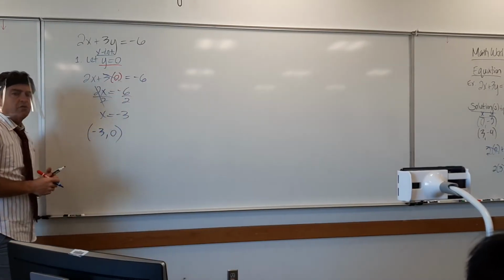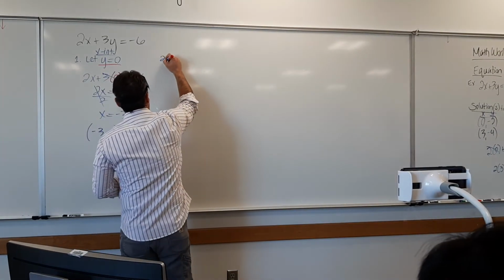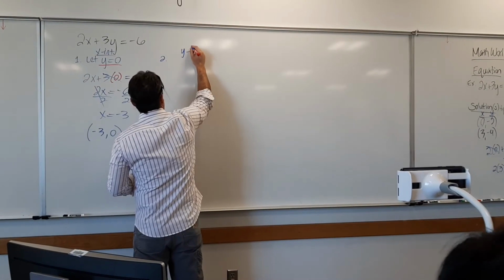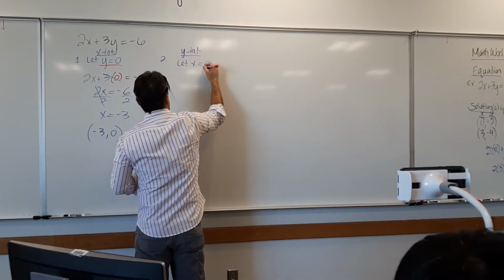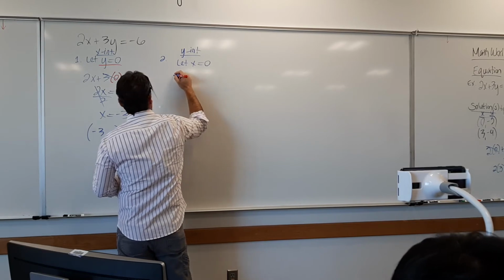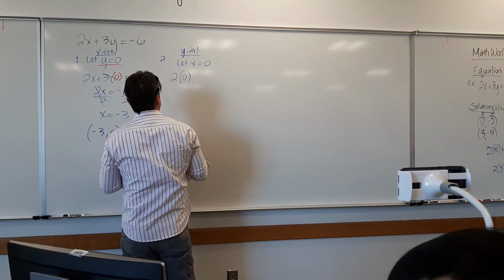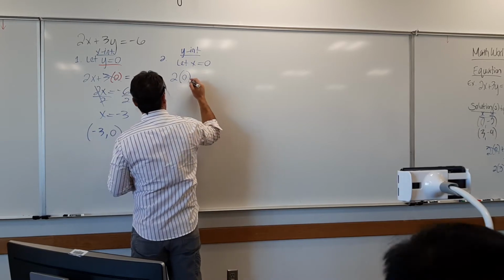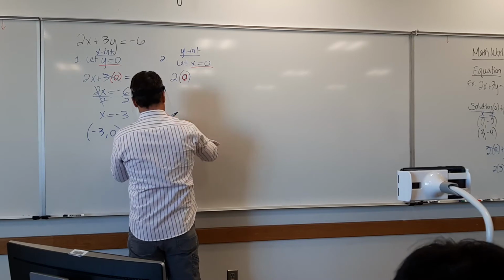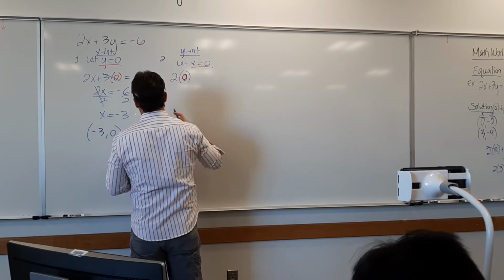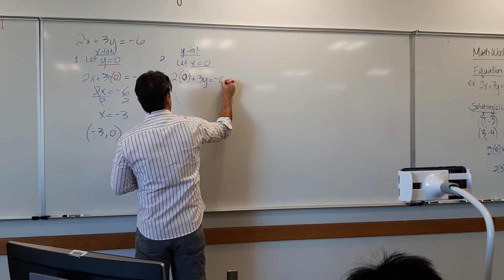Do we have enough points to graph a line right now? No, we need the other intercept. So step number 2, we're going to find the y-intercept. And so we're going to let x equal 0. And then we're going to take 2 times 0. In fact, I'm going to do this to stay a little consistent here. We'll go 0. And we'll have plus 3y equals negative 6.